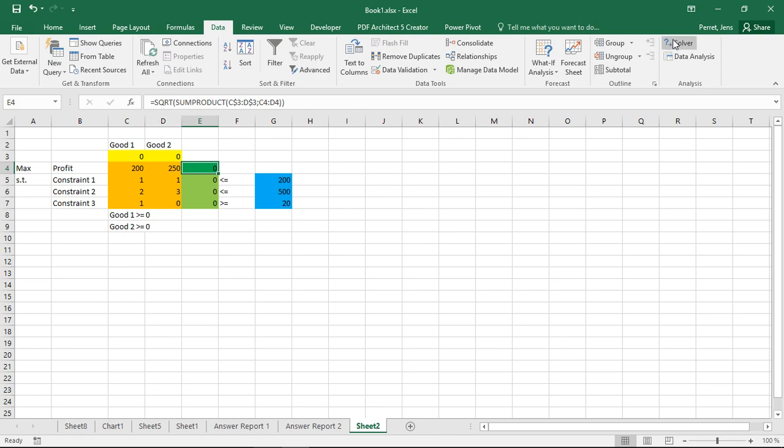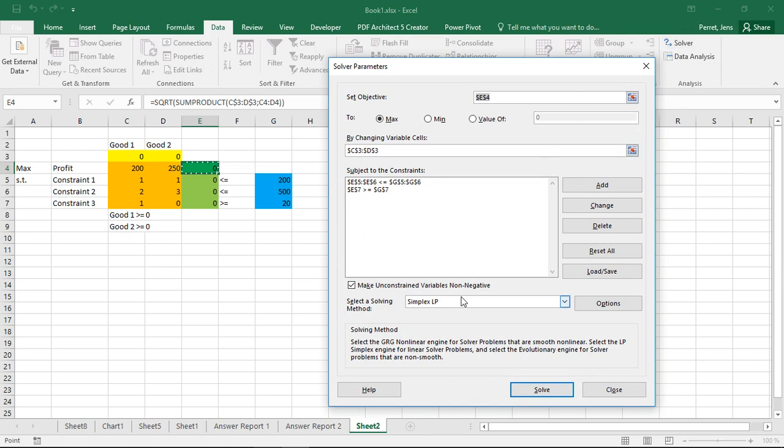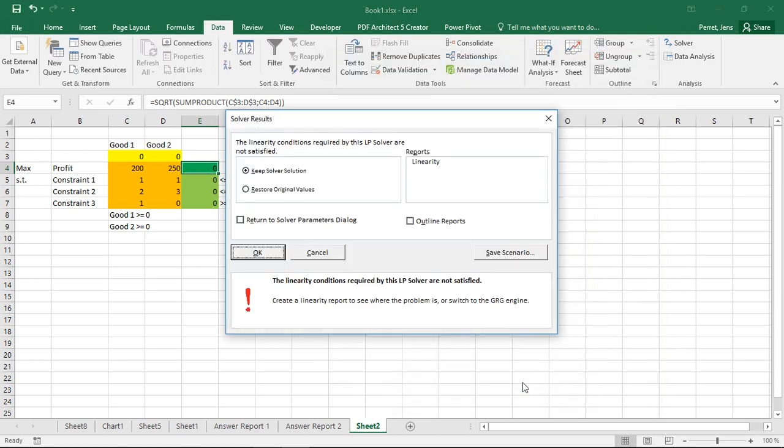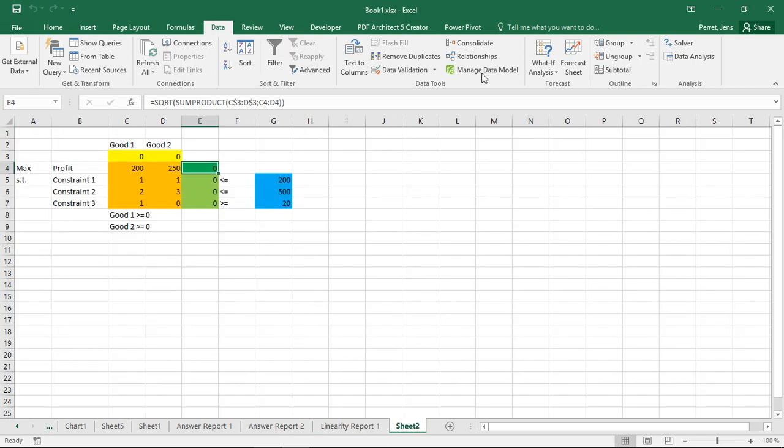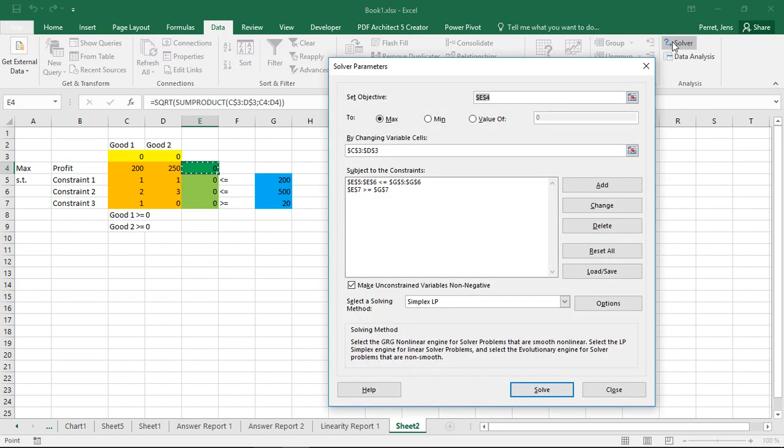So if I go to solver, click simplex LP and solve, I will get a problem. The linearity conditions required by this LP solver are not satisfied. I can take a look at the linearity report and it would tell me, okay, this part is not linear. So do something about profit and how the variable cells enter into profit. Okay, so either I make this linear or, well, this unit is about nonlinear problems, I try a nonlinear solver.